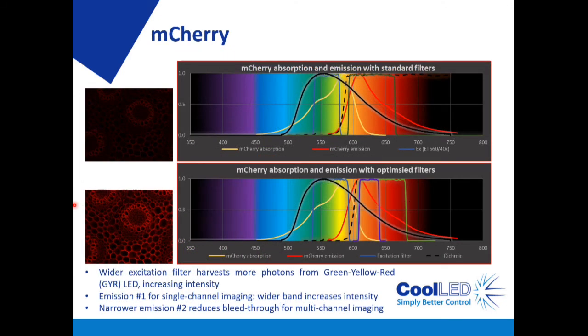Moving into the red end of the spectrum with mCherry, here we've used a wider excitation filter to harvest more light from the green-yellow-red LED. We have two emission filter options available, and this narrower option has been designed for multi-channel imaging, and it blocks bleed through into other channels at the slight cost of intensity.